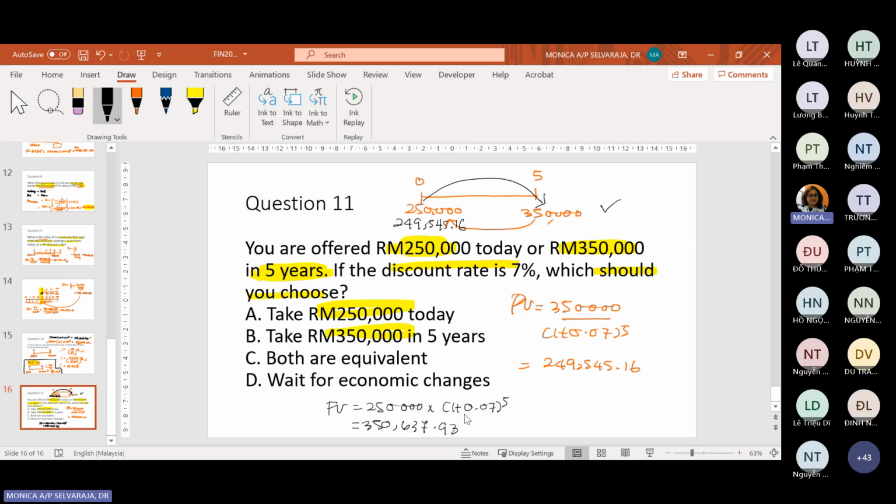So what is your answer? A, B, C, or D? What should your answer be? Can you please let me know? A, yeah? Okay, so you should take 250,000 as the answer.